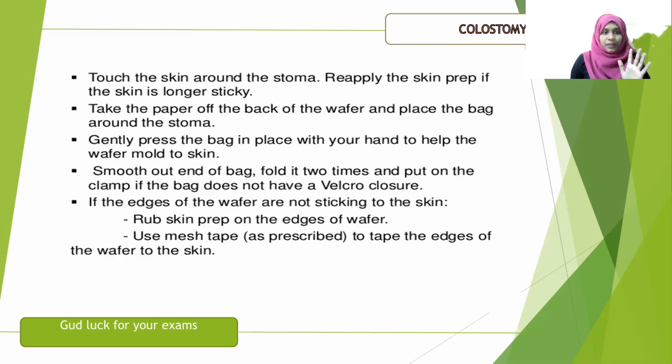Touch the skin around the stoma, then reapply the skin barrier. Apply warm moisture, and don't make it too sticky over the skin. Take the paper off the back of the wafer and then place the bag around the stoma. Gently press the bag in place with your hand to help the wafer mold around the skin. Smooth out the end of the bag, fold it 2 times and put on the clamp if the bag does not have any Velcro closure.